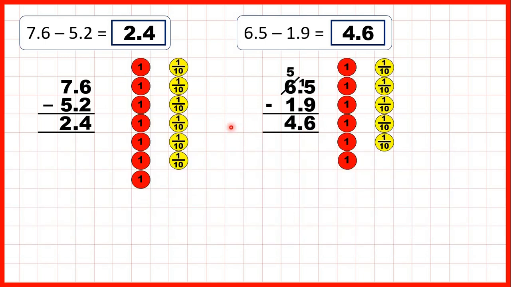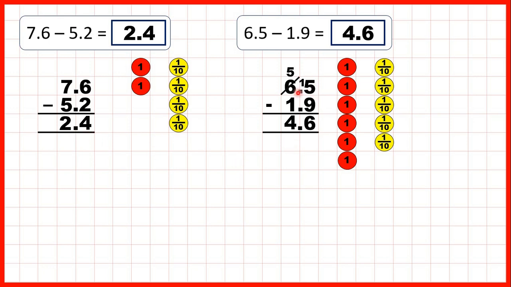We could also show what we did using place value counters. So for this first question, we started with 7.6, so 7 ones and 6 tenths. We then subtracted 2 tenths, so let's take away 1, 2, and then we subtracted 5 ones, so let's take away 1, 2, 3, 4, 5, and that left us with 2 ones and 4 tenths, so 2.4.